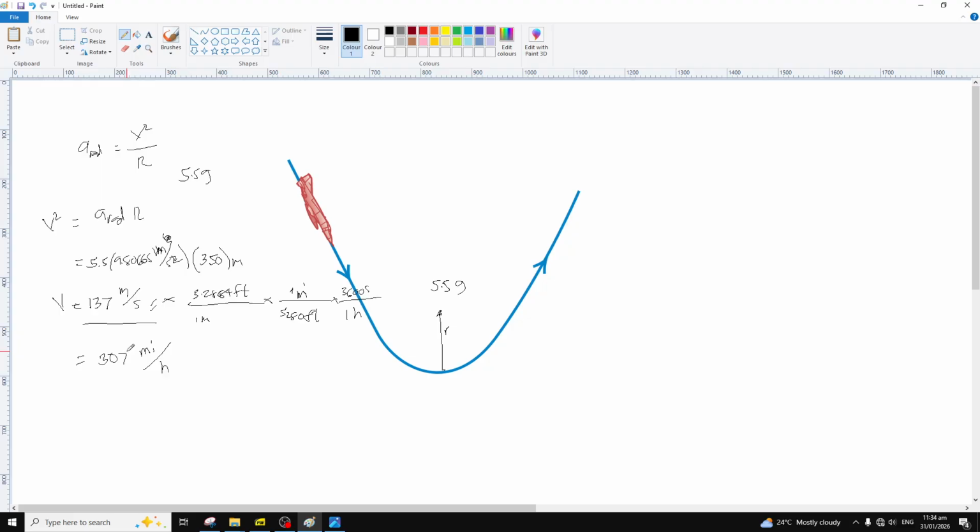So, ito siya, miles per hour, and this is the 137 in terms of meters per second. Anyway, these two are the answers nitong dalawang to.